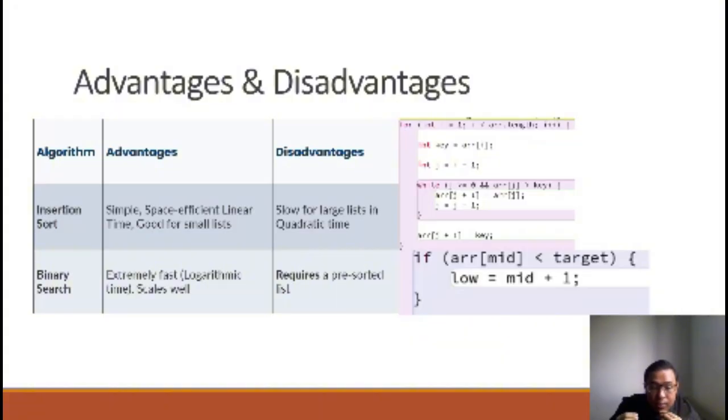But it has a major disadvantage: scalability. The nested loop gives it quadratic time complexity. If I had to sort a real RROP inventory of 10,000 items, this would be very slow. It performs too many shifts.